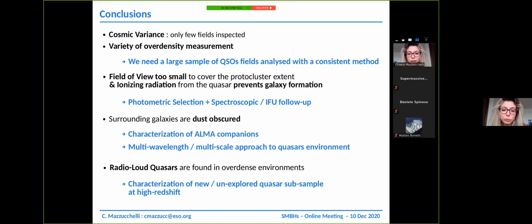And in case that we are really after overdense environments and to study any connection with properties of the quasars themselves, we have a collection now of radio bright sources in the epoch of reionization that would be very interesting to explore.